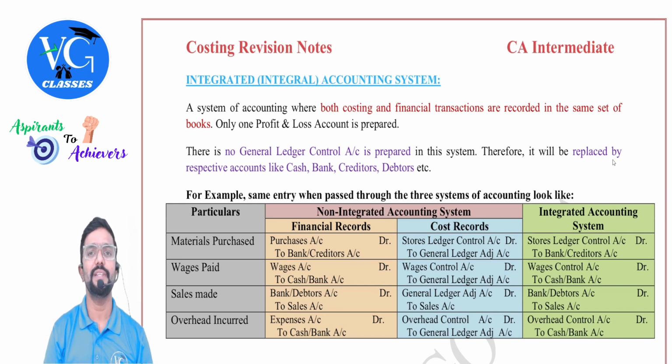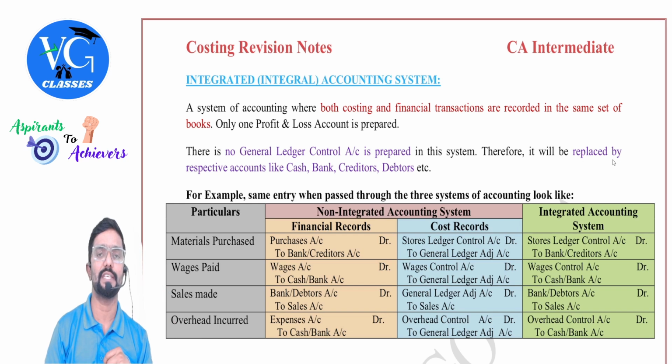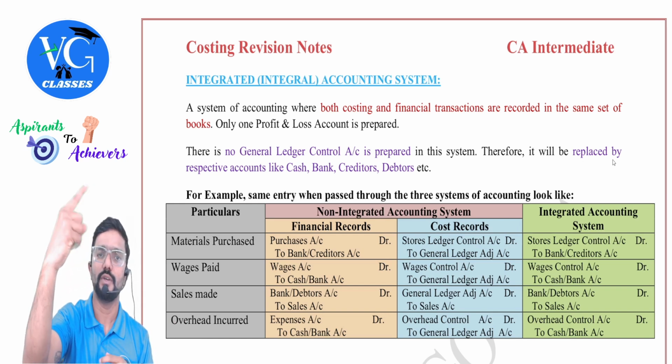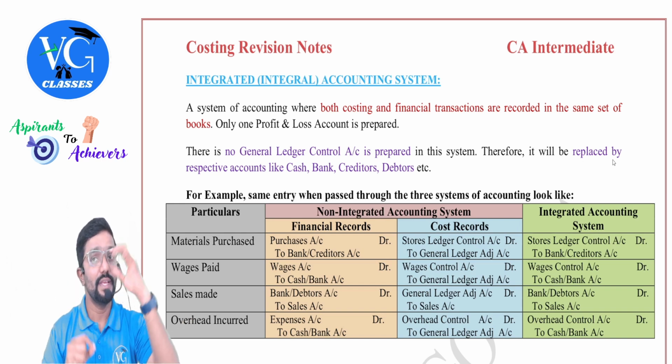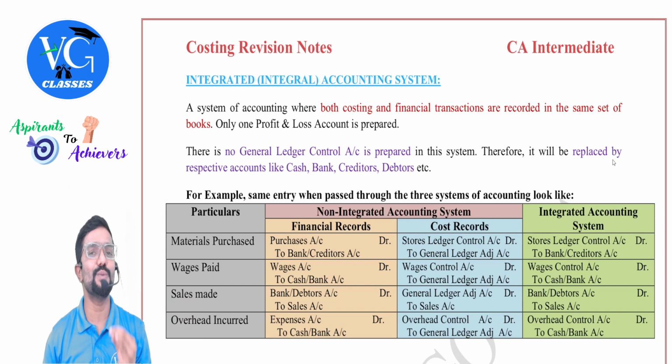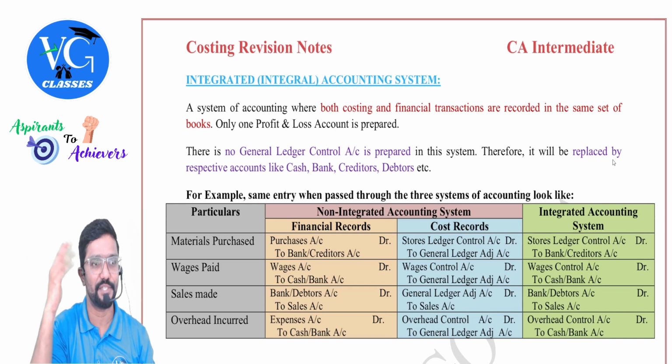See, integrated means we are maintaining one set of books to record both transactions, that is costing transactions as well as financial transactions. That means we have only one profit. No need to reconcile. Now, in non-integrated cost books, we maintain one extra account just to complete the double entry system. Which was that account? General ledger adjustment account.